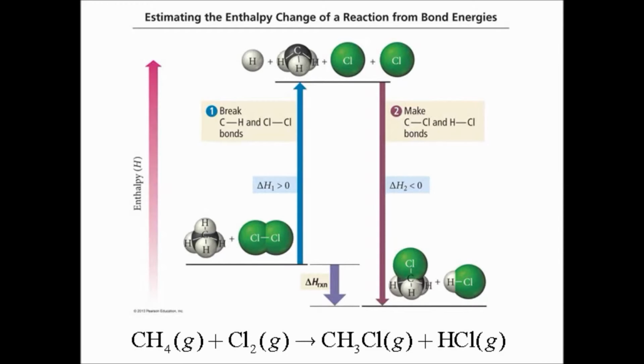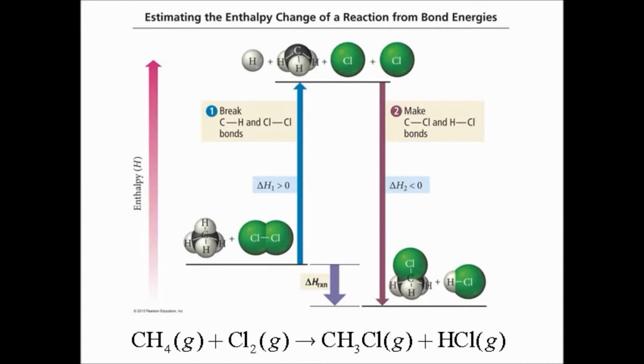Recall that it takes energy to break bonds, and when bonds are formed, the enthalpy of the system decreases. What we can do, therefore, is to look at a reaction in this way. Consider the chlorination of methane, CH4, to form CH3Cl and HCl. The enthalpy of the system is increased because we break the CH and ClCl bonds.